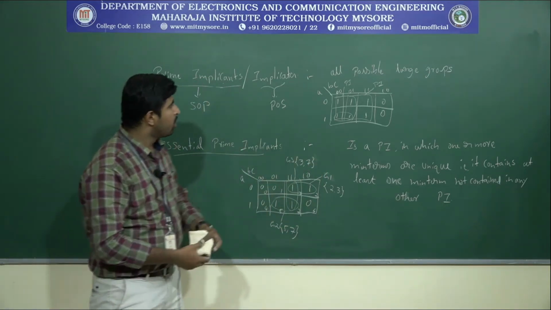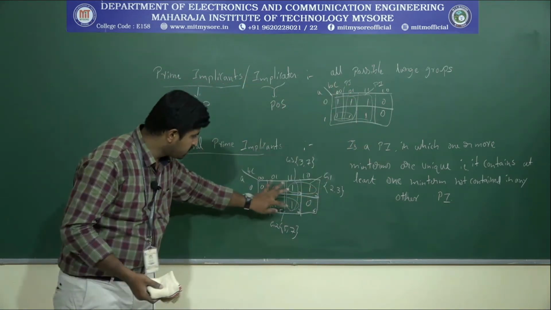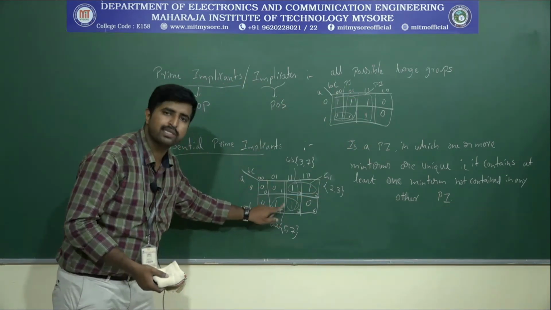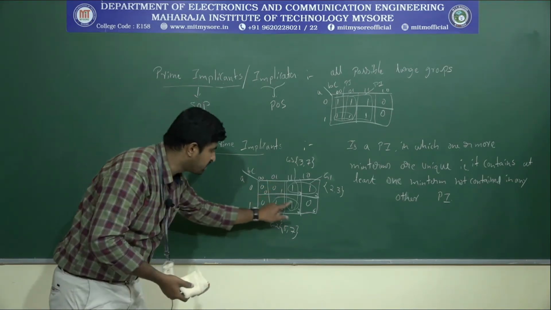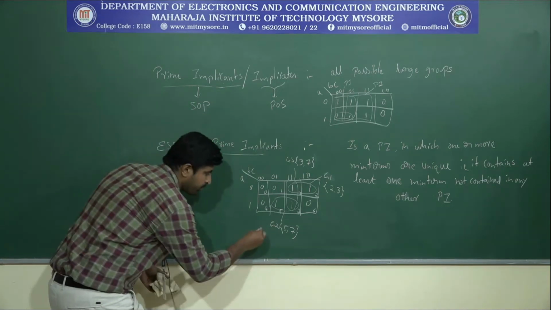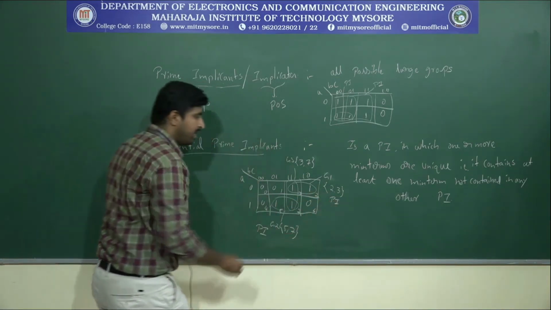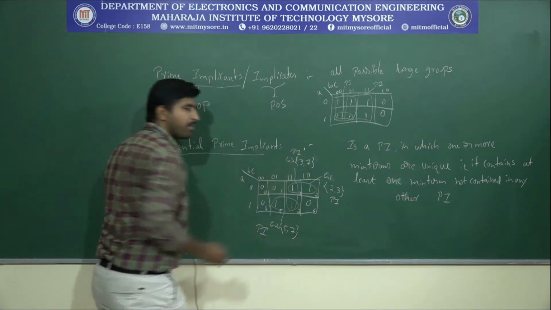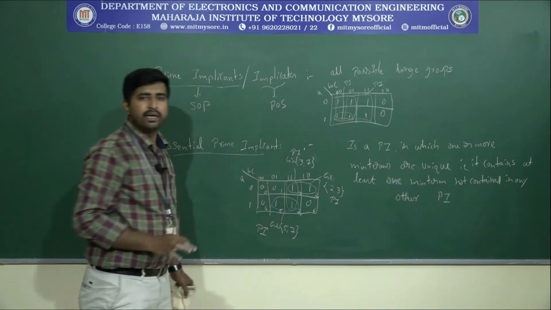Now see, what is a prime implicant? All possible large groups. Here the two-cell group is the largest group possible. So this is a prime implicant, and again this is a prime implicant, and this is also a prime implicant. All possible groups are prime implicants.